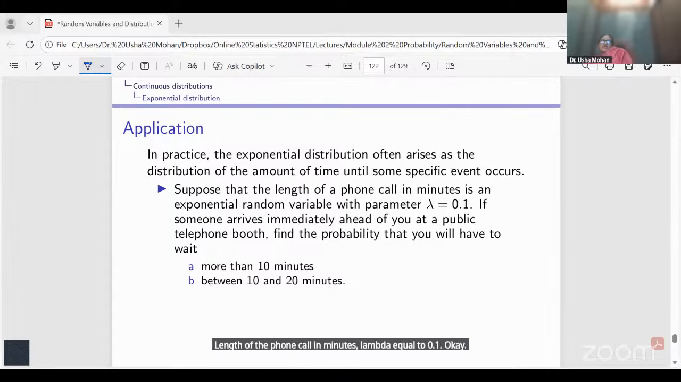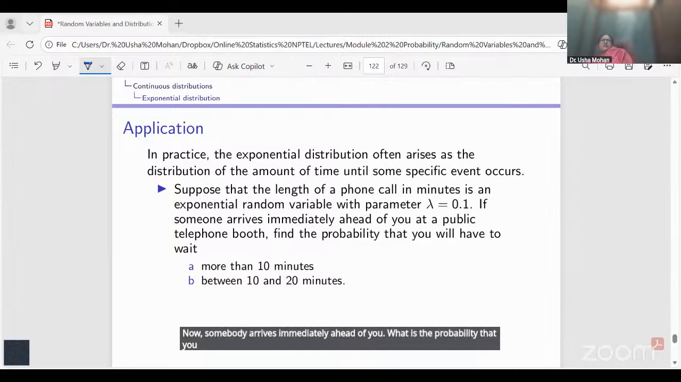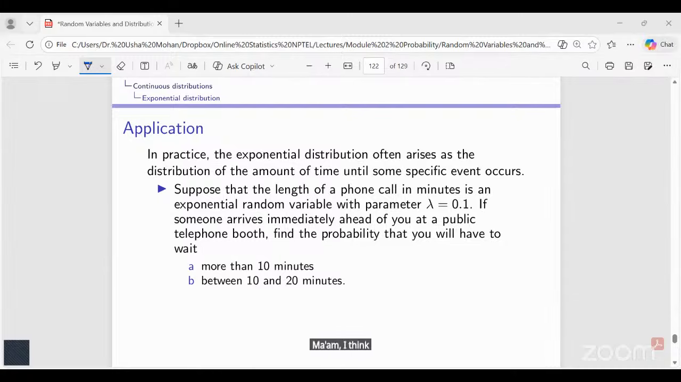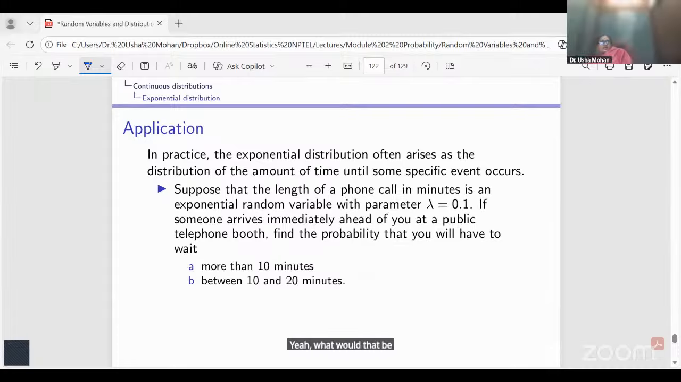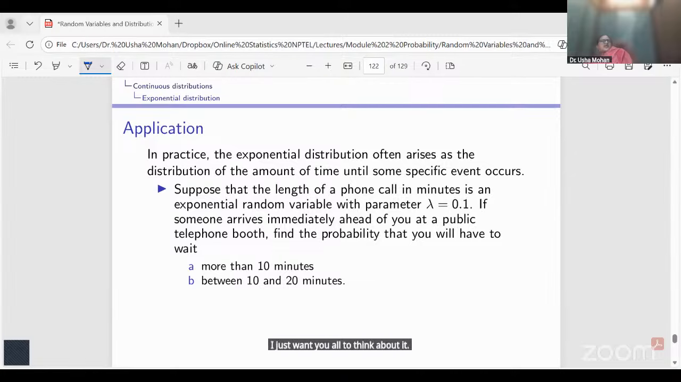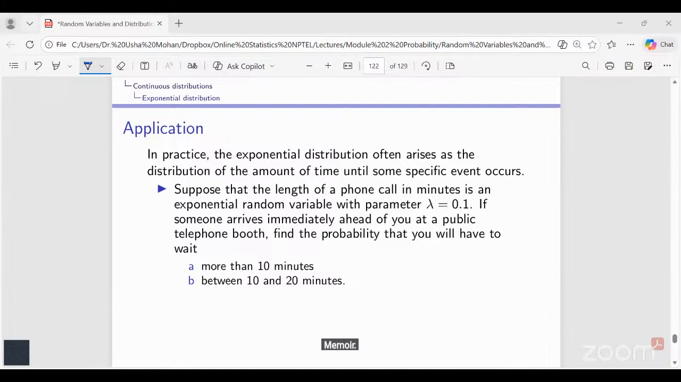Now somebody arrives immediately ahead of you. What is the probability that you'll have to wait for more than 10 minutes? What would be your probability? I think lambda will be 0.1 into 10 minutes. What would that be? That is 1. I just want you all to think about it. Is it 0.1 into 10 minutes?